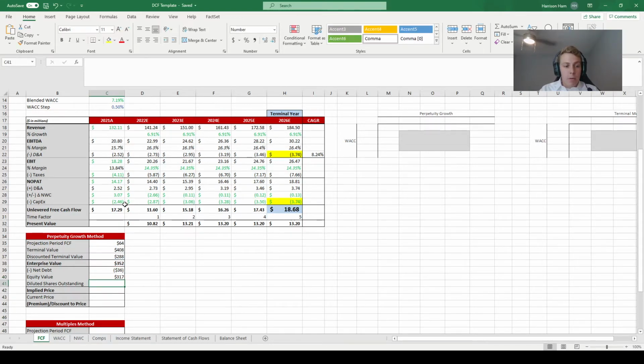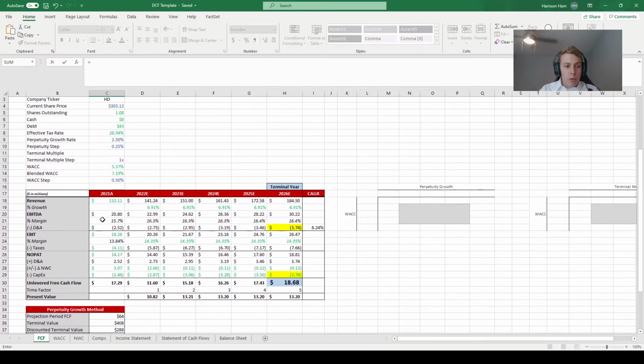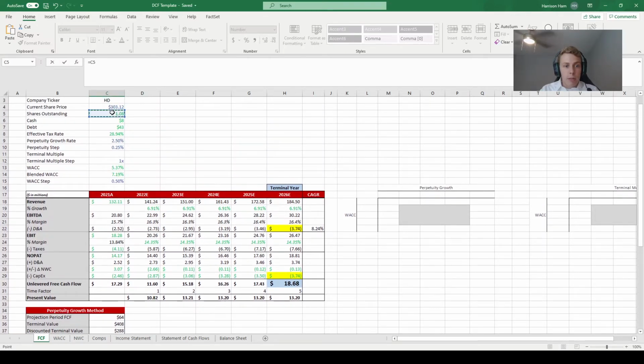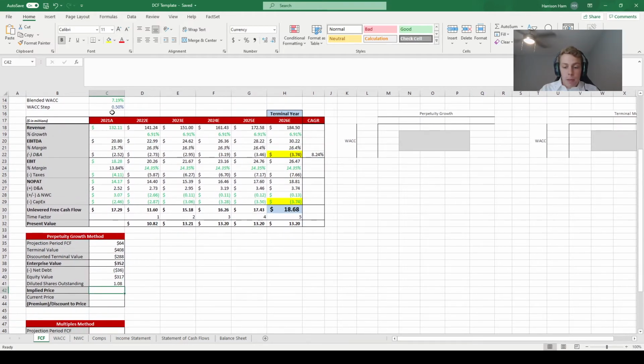Now keep in mind, to go from market cap to an implied share price, all you have to do is divide by diluted shares outstanding. So first we're going to reference the diluted shares outstanding up here in the assumptions. And then we're going to take the market cap, aka the equity value, and divide by diluted shares outstanding in order to get our implied price of $293 per share.